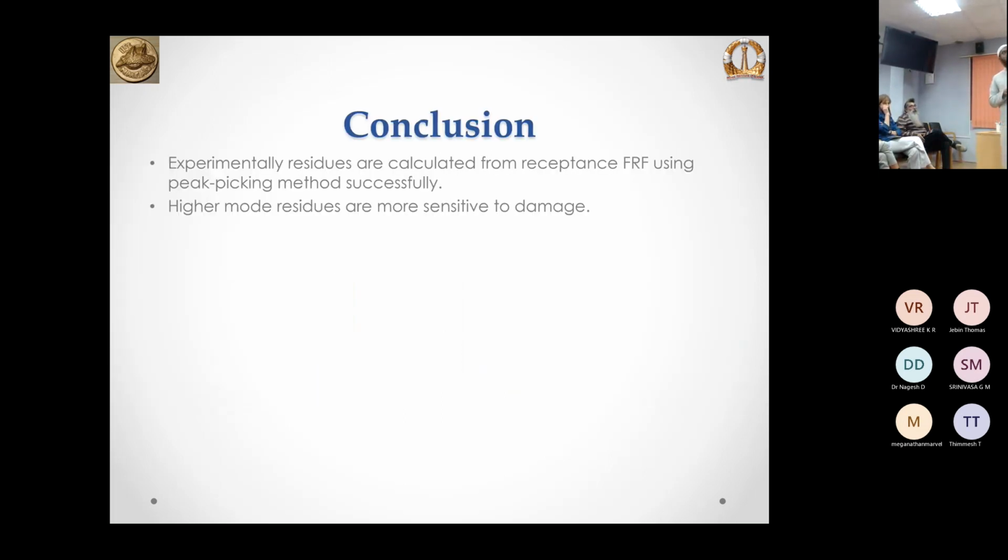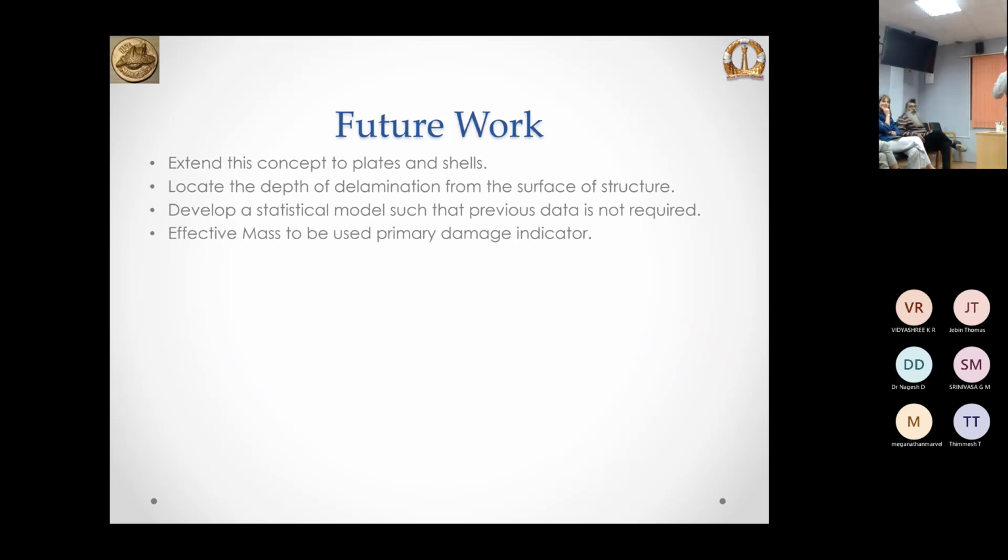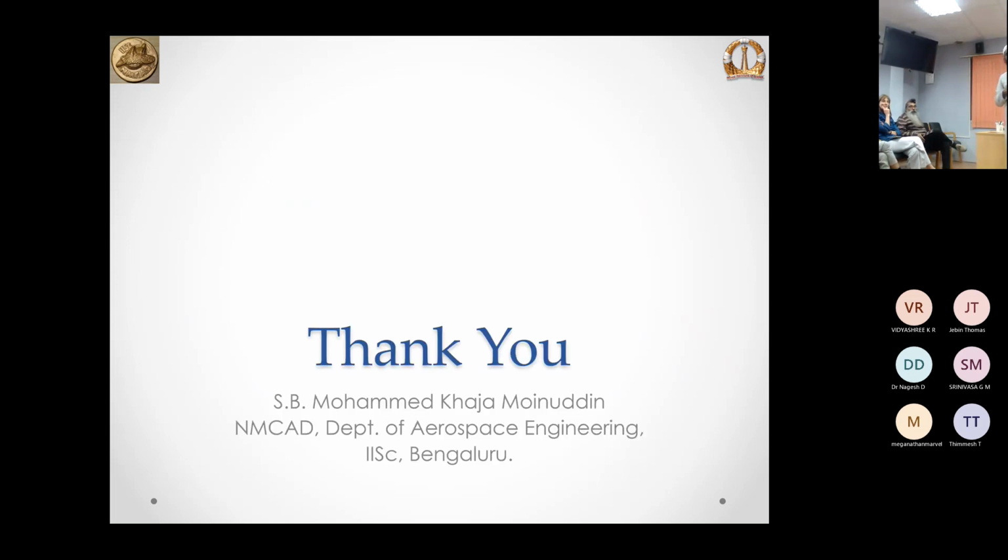So finally, I have done the damage location, and higher order modes are highly sensitive to damage. That is what I consider. We can extend this to plates and shells. So thank you.